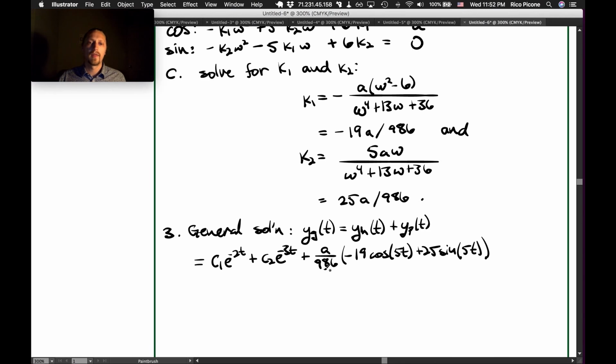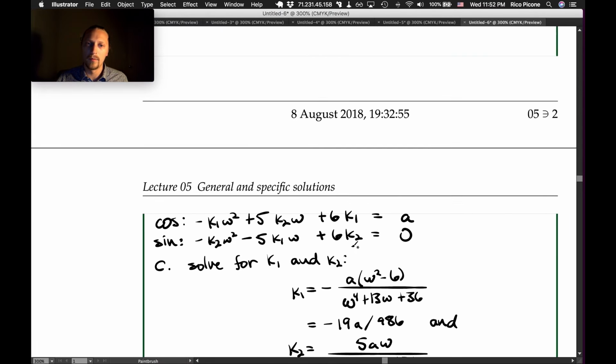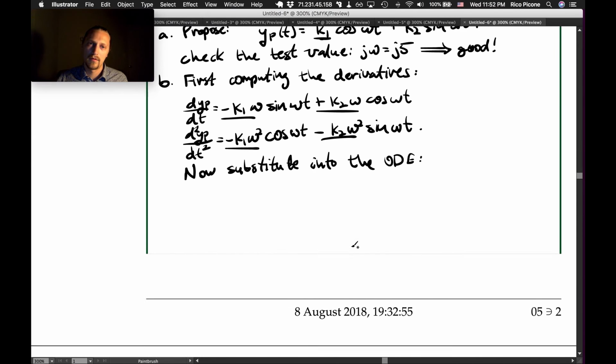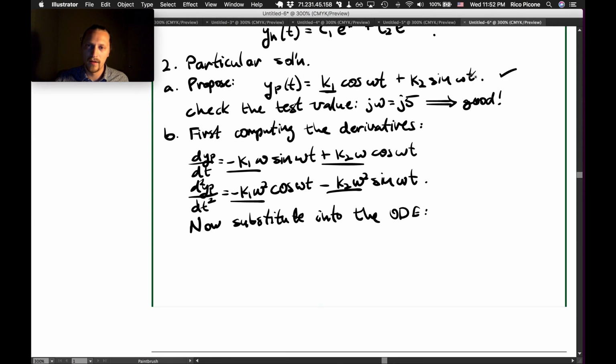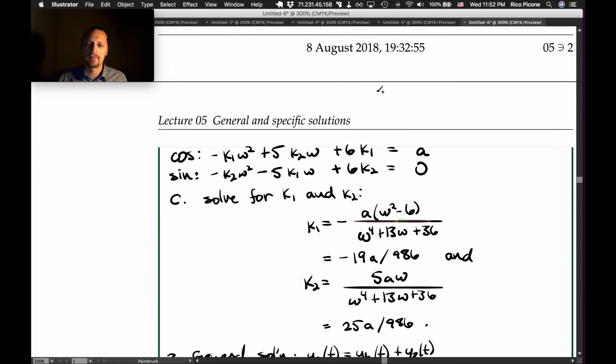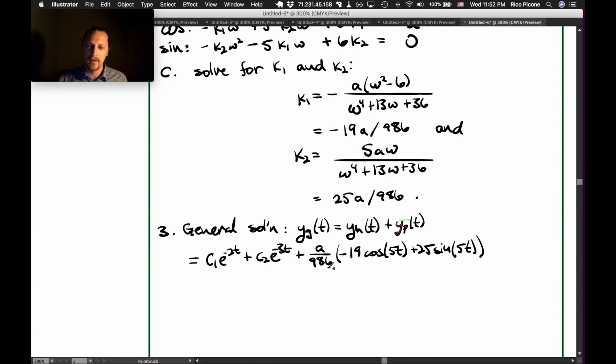So this is the particular solution. K1 and K2 I plugged in to this guy right here, and 5 is what omega is, and I just factored out the term with a in it, and that's what I got. So good.